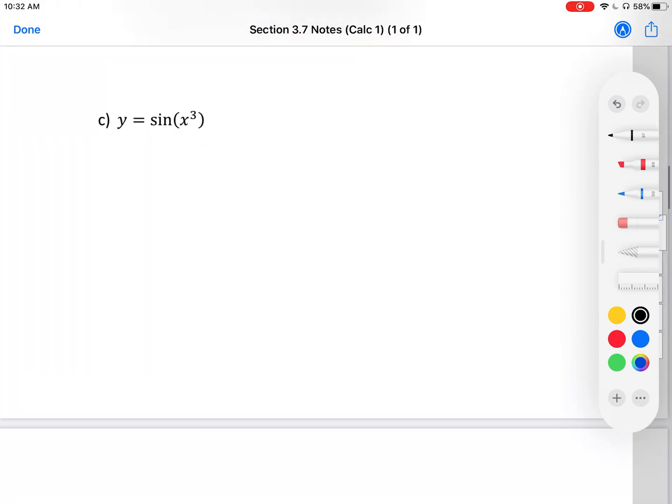Okay, here we have sine of x cubed. So our outside would be our sine. Let's take derivative of our outside. Derivative of sine is cosine. So I have cosine x cubed. Now I'll take derivative of the inside. Derivative of x cubed is 3x squared by using our power rule. So that is our answer. We can write the 3x squared first so that we have 3x squared cosine of x cubed.